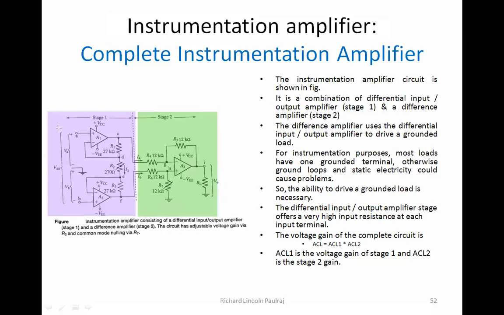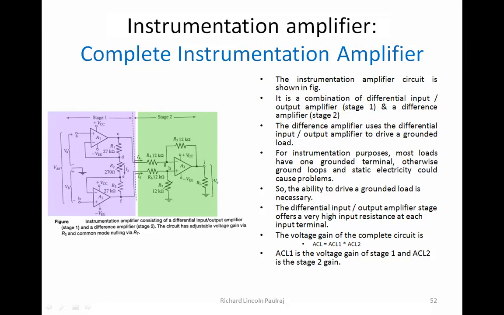If you just draw the section in purple, it's going to be only the differential input output amplifier, and the one in green is just going to be a difference amplifier, or the normal differential amplifier that we have studied. So when you combine them both, that becomes a complete instrumentation amplifier. It's a combination of both, as I mentioned, stage 1 and stage 2.